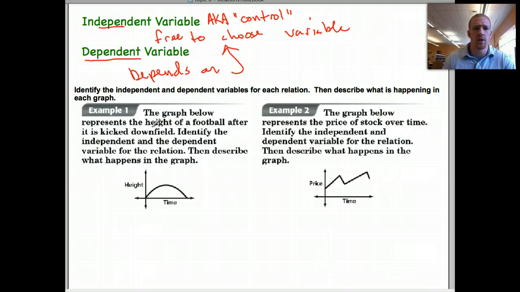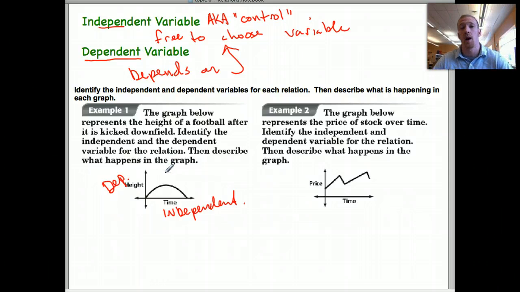So this graph represents the height of a football after it's kicked downfield. Identify the independent and dependent variable, then describe what's happening in the relation. So time is going to be our independent variable, and height is going to be our dependent, right? Because the height of the ball depends on how long it's been traveling through the air. So as soon as you say the height depends on time of travel, you know height is your dependent variable. So then what's happening in the graph?